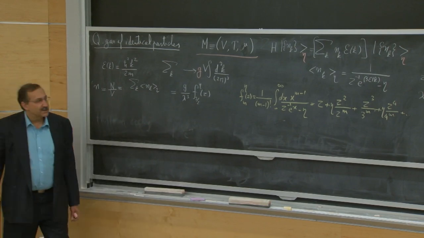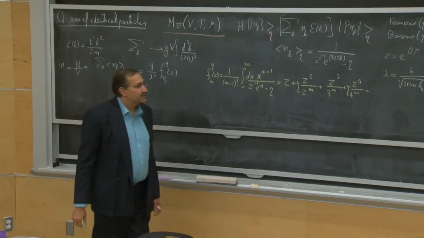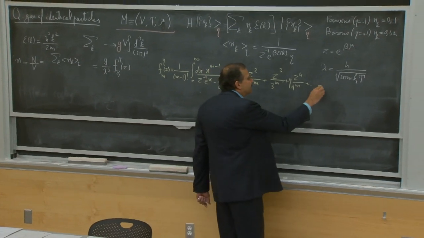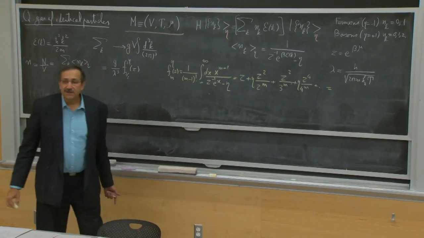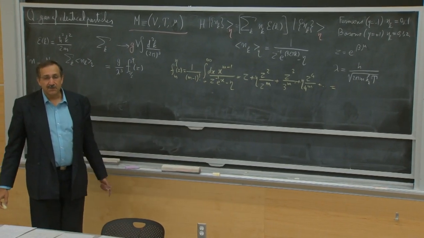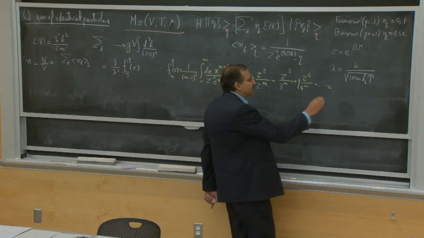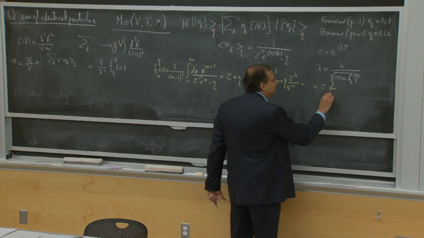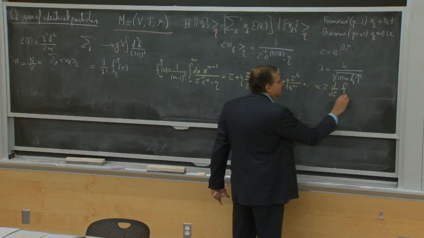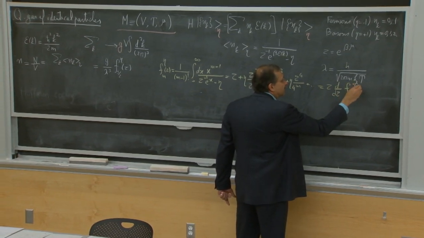And we also noted that these functions have a nice property in that if you were to take a derivative with respect to z and multiply by z, you get the function with one lower index. So this is in fact the same thing as z d by dz of f_(m plus 1).